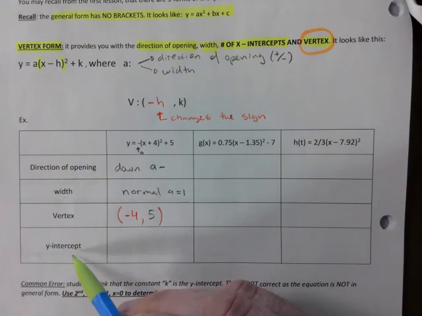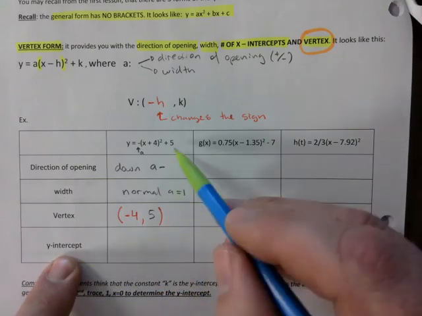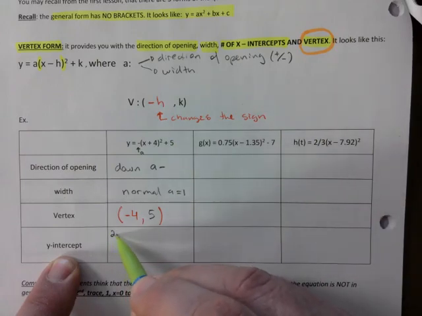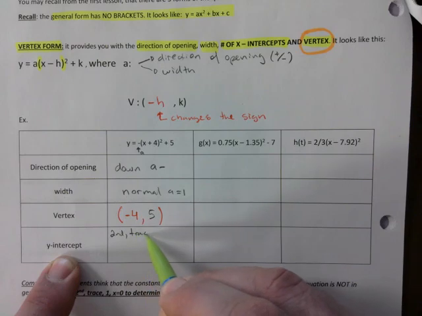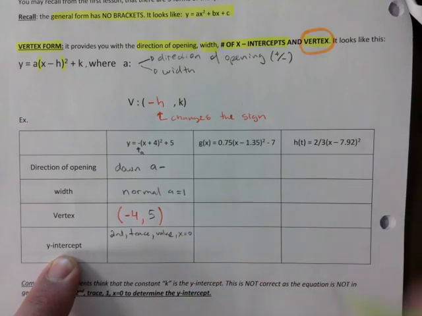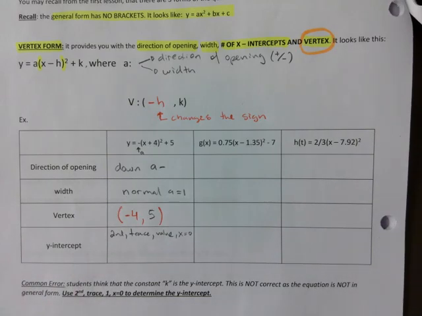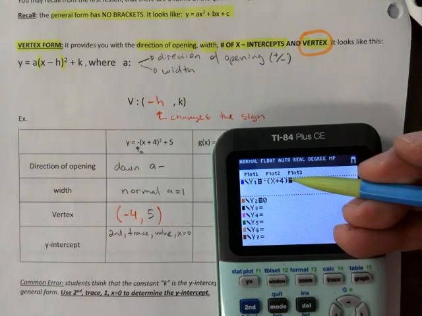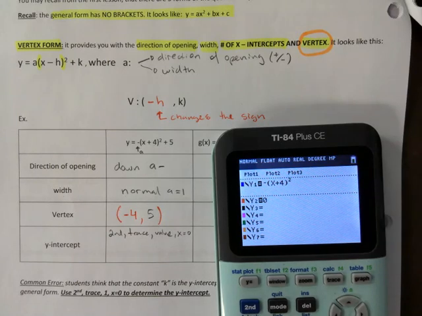What is the y-intercept? It's not 5, correct? Because it's not in general form. So I'm going to just suggest you use the second trace value, x is equal to 0. So in a sense, you don't have to do this, but negative x plus 4, the most common mistake is students forget to square this. Okay, you got to make sure you square it, and then it's plus 5.